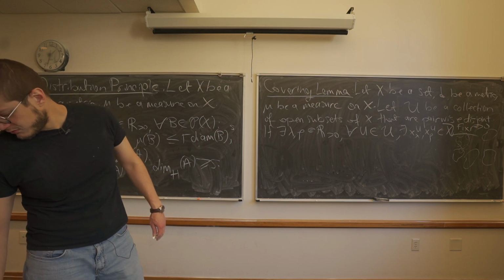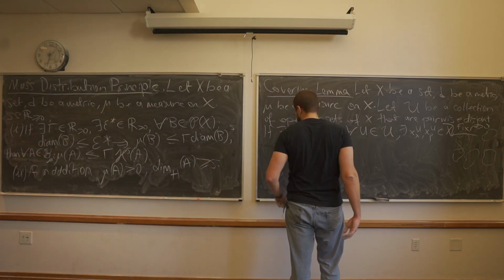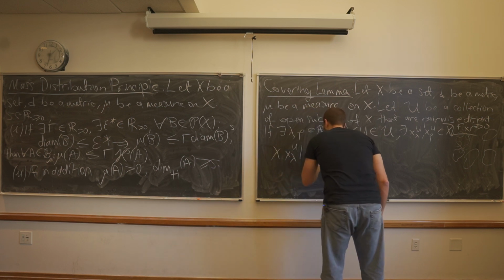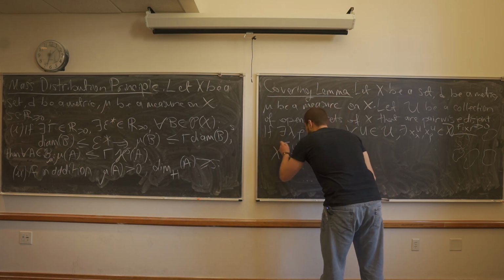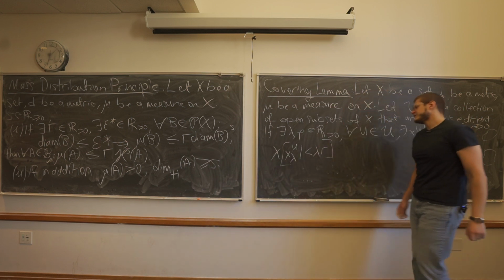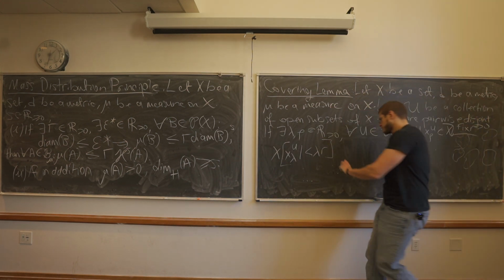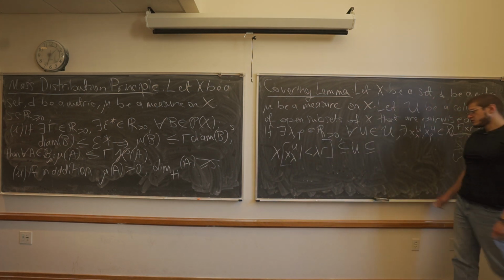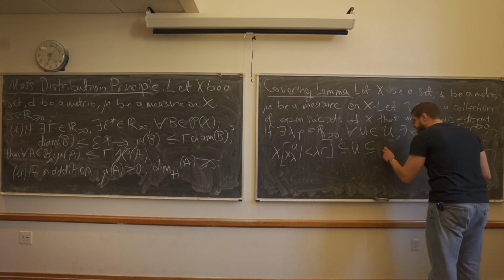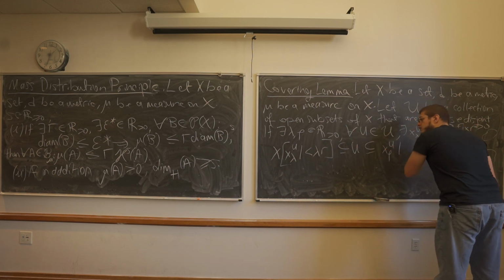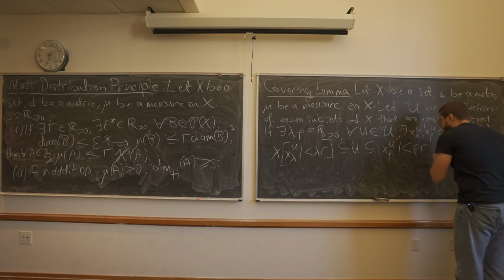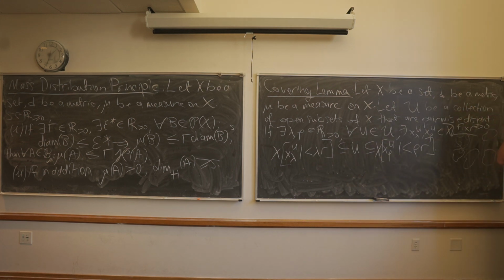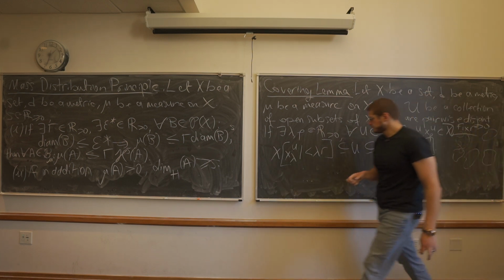If there are 2 points such that the open ball centered at x sub lambda is inside U, which in turn is inside the open ball centered at the other point of radius rho times r. Okay.